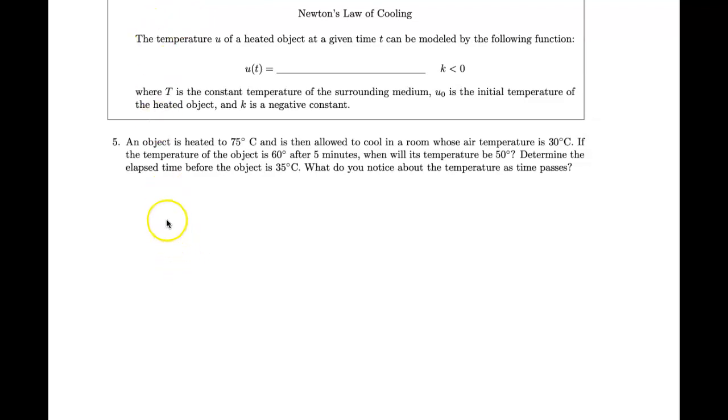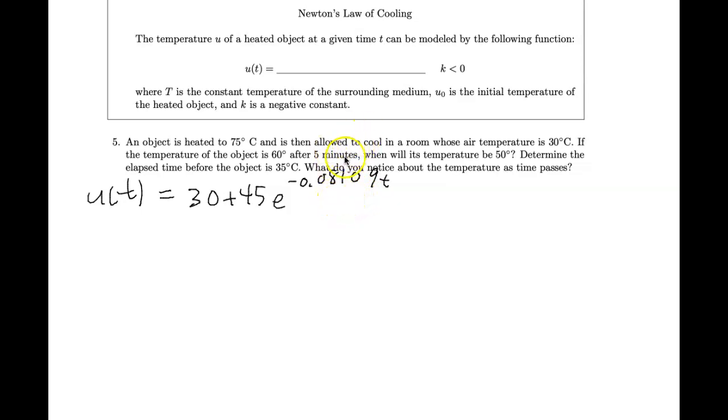Hey everybody, so we just finished answering when will the temperature be 50 degrees. We came out with approximately 10 minutes, and our exponential equation for Newton's law of cooling is u of t equals 30 plus 45 e to the negative 0.08109 t.